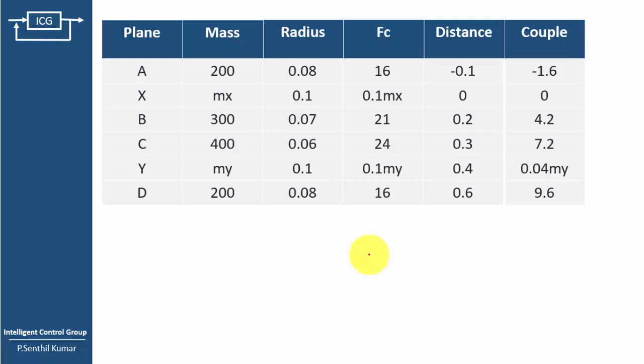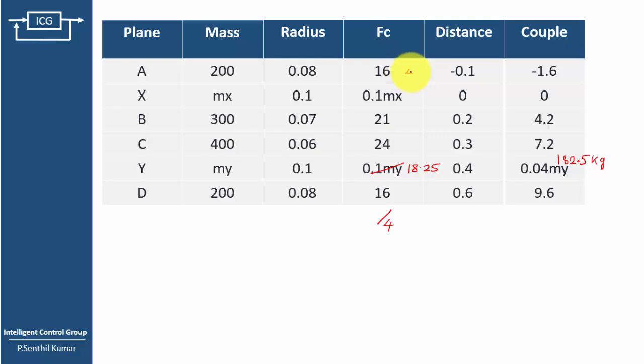Now I'm going to draw the force polygon. For that, we know the value of my, 182.5 kg. So this is what we have calculated from the couple polygon. Now I can multiply 0.1 with my value. This should be 18.25. So now I have values of 16, 21, 24, 18.25 and 16. It's very difficult to mark these points in centimeter on an ordinary sheet, so we will take all these parameters as divided by 4.